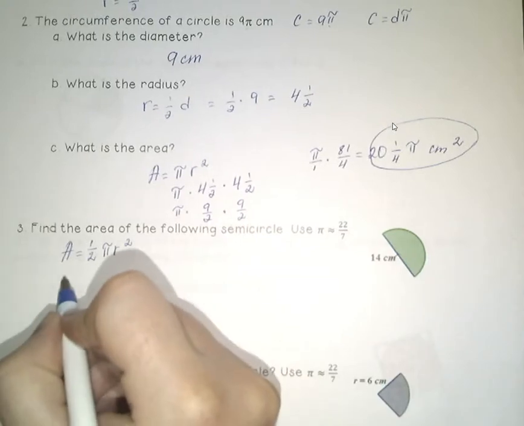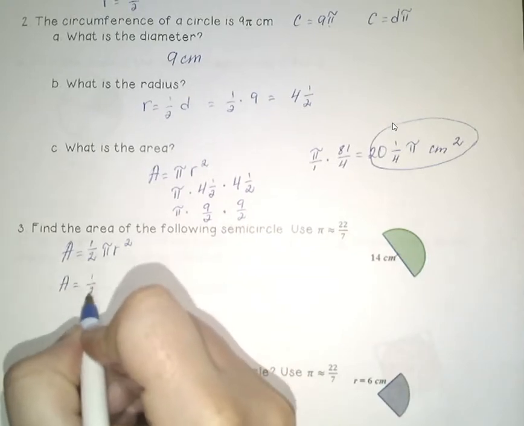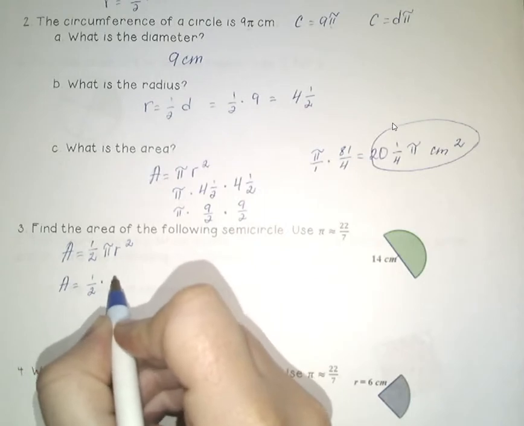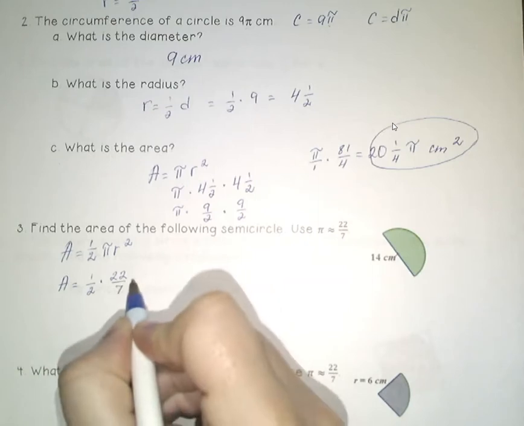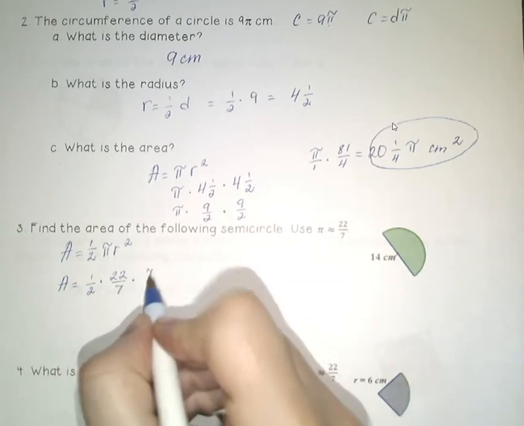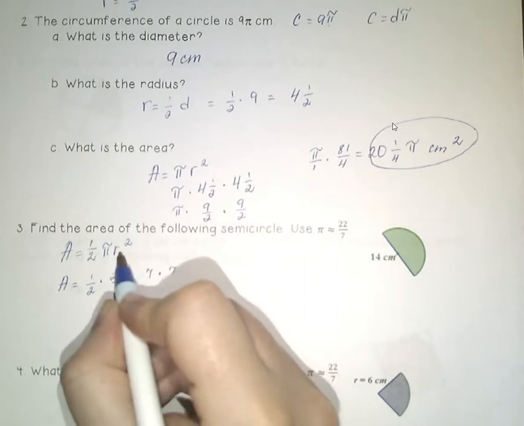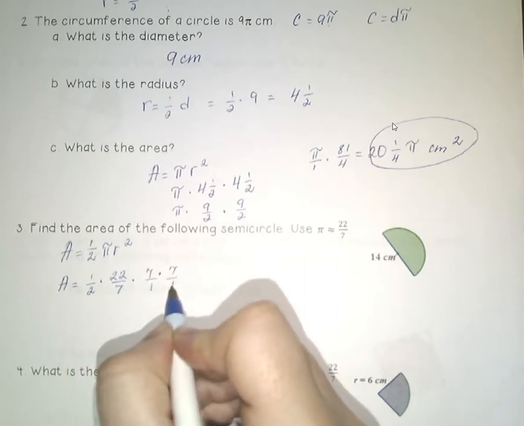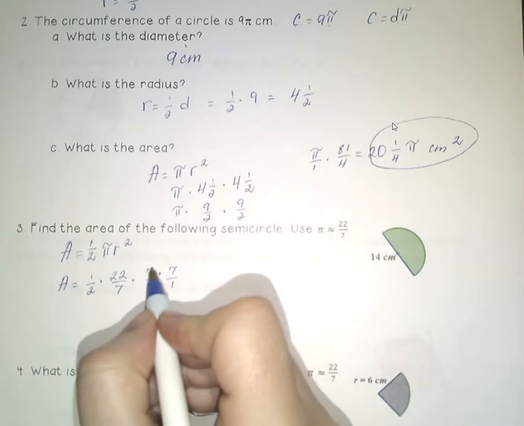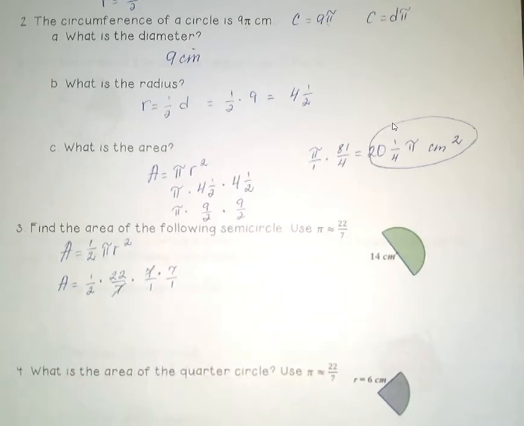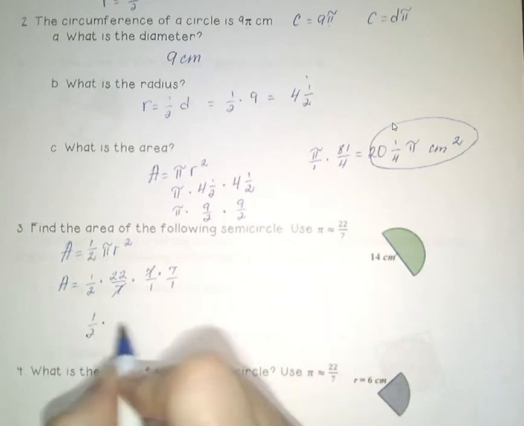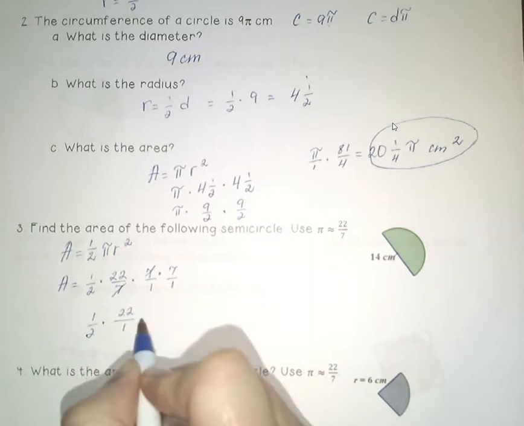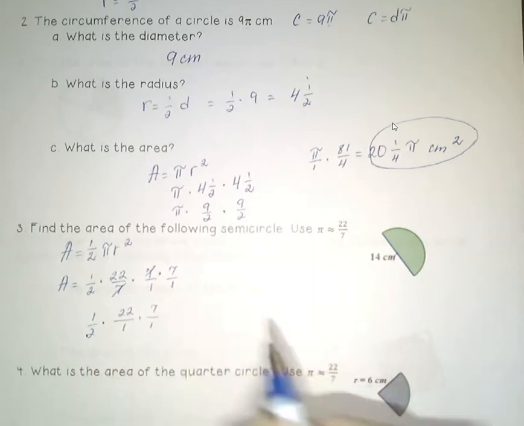So area would equal 1/2 times pi, which is 22/7. Radius is 7, so times 7 and times 7 again because we are using radius squared. 7/1. One of these 7's I can simplify with the denominator 7. So now what I have left is 1/2 times 22/1 times 7/1. That's all that is left.